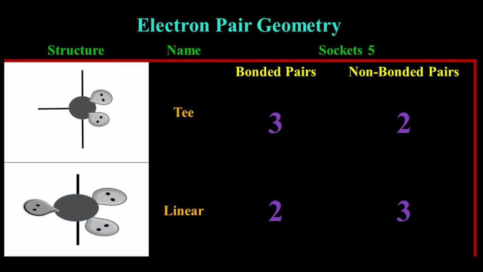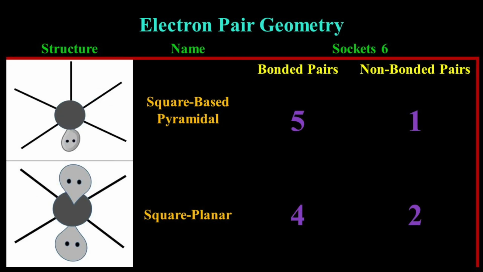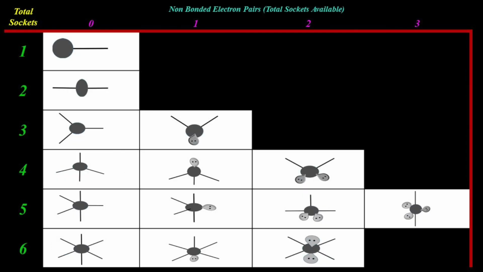However, let's go to the next with the 6 sockets. Now we have the 6 sockets. We have the square base pyramidal, where you have 1. Notice these are the polar positions. You have the square base pyramidal, and then you have the square planar. Now remember, you are replacing the polar positions. And here they all are. This is your map of all of the geometries. Okay, study this carefully.